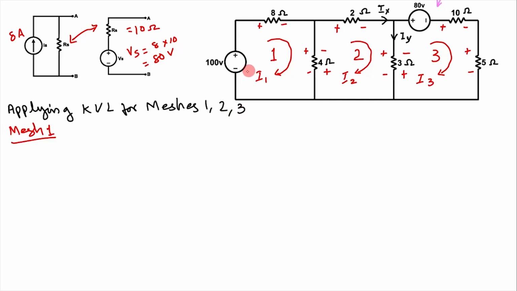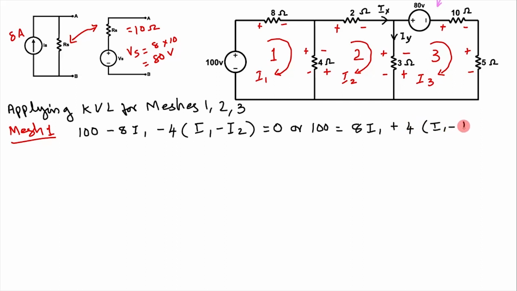For mesh 1, starting from the voltage source, we are going in this direction, minus to plus, so it is a rise in potential, so it is 100. Then here, plus to minus, that is a voltage drop, that is minus 8 into I1. Voltage drop is I into R. In this resistance, current I1 is flowing from plus to minus. So minus 4 into, as we are in mesh 1, I1 will be written first, minus I2, is equal to 0. Or this can be written as 100 is equal to 8 I1 plus 4 into I1 minus I2.